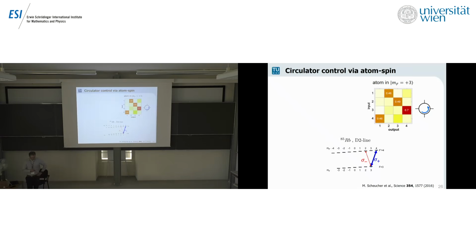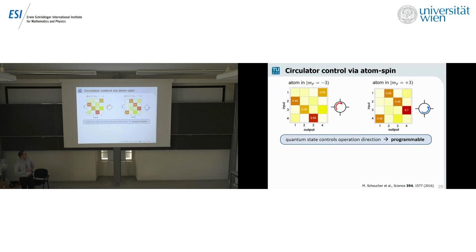But that's not all I would like to mention here, because since the atom can be prepared also in the opposite spin ground state, by which we invert the role of sigma plus and sigma minus polarization, we can invert the operation direction of the circulator, meaning that this here just flips by its diagonal. So now the light is sent from 1 to port 4, from 2 to 1, and so on.